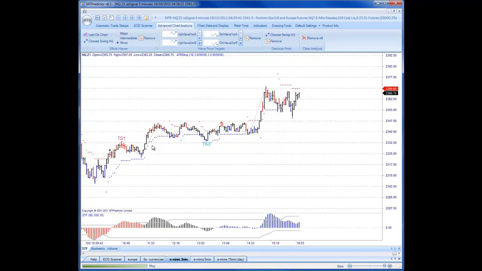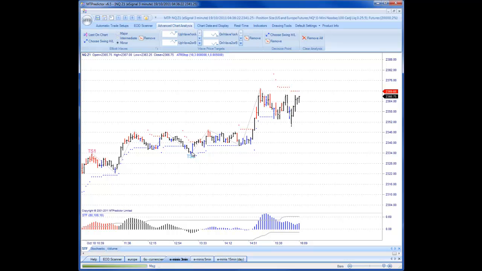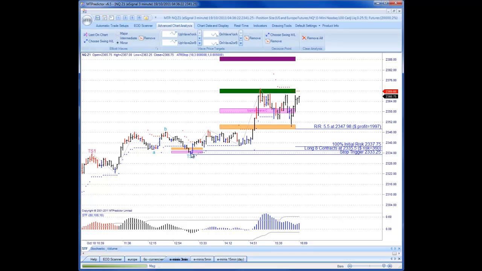But the point being is that because the large degree trend is up, you should now be very keen to take buy setups. Again, this is an automatic trade setup here on a black STF, so it's a standard trade setup, but all traders should have been very keen to take this because now long trades are in the direction of the large degree trend.